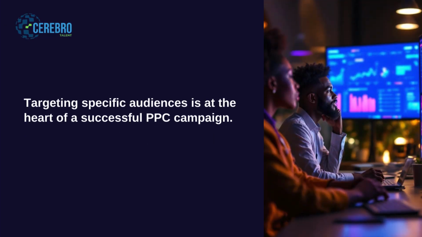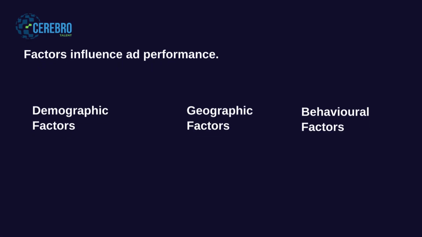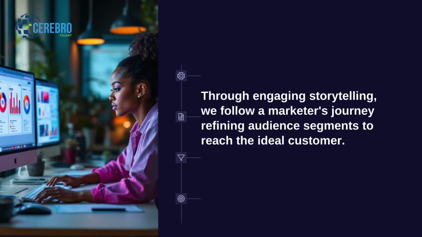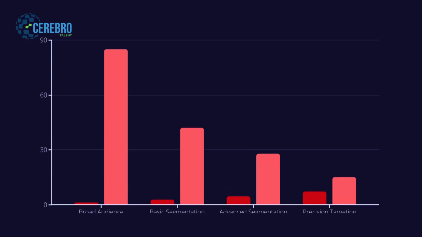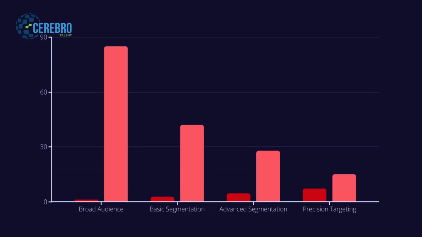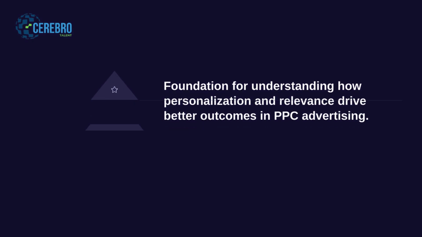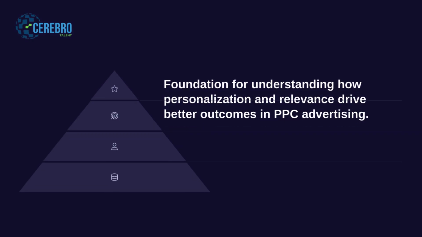Targeting specific audiences is at the heart of a successful PPC campaign. Here we discuss how demographic, geographic, and behavioral factors influence ad performance. Through engaging storytelling, we follow a marketer's journey refining audience segments to reach the ideal customer. Supplementary charts illustrate audience data sets and segmentation strategies, emphasizing that precise targeting reduces wasted spend and boosts conversion rates. This scene lays a solid foundation for understanding how personalization and relevance drive better outcomes in PPC advertising.